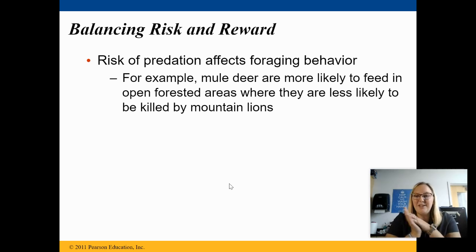Animals also must balance risk and reward. So the risk of predation affects foraging behavior. So mule deer are more likely to feed in open forested areas where they are less likely to be killed by a mountain lion.